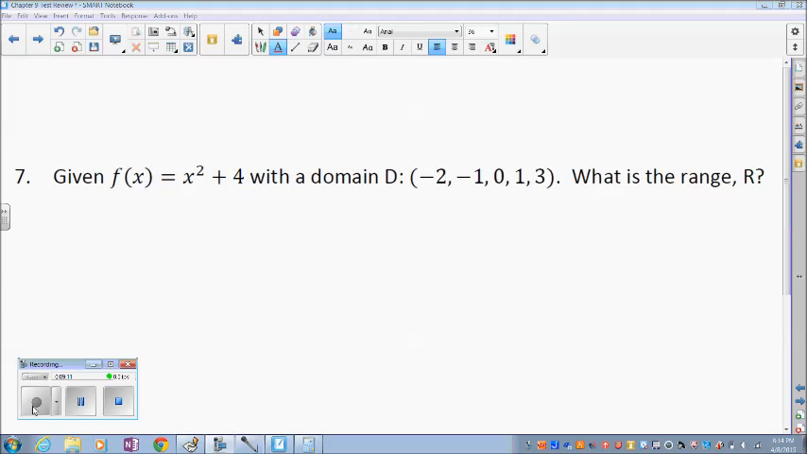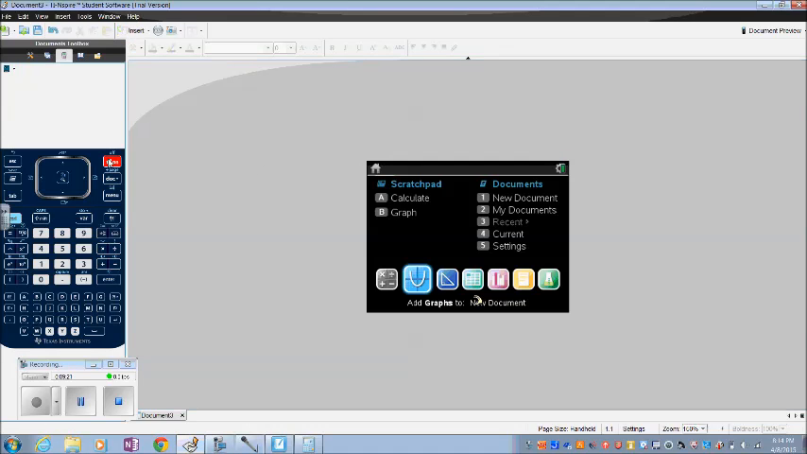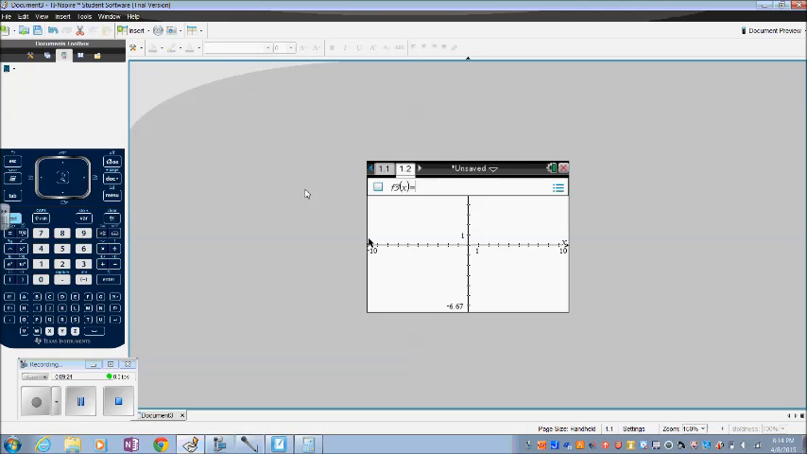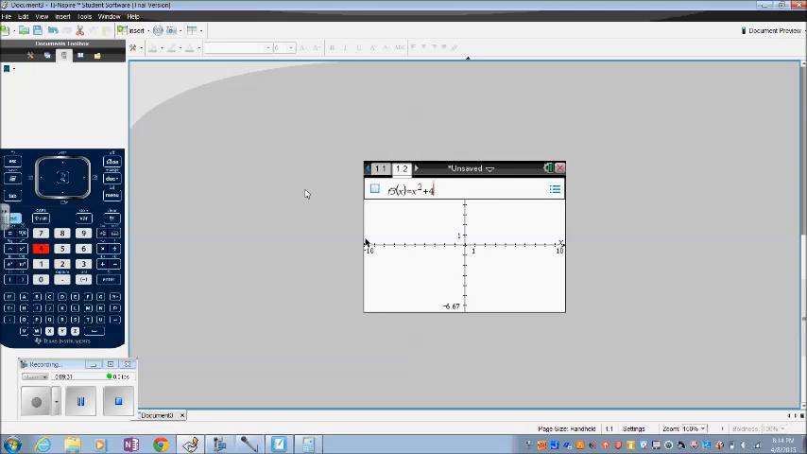Number 7. Given f of x equals x squared plus 4 with a domain of negative 2, negative 1, 0, 1, and 3, what is the range? I recommend going to your calculator and graphing it, and then pulling up your t-chart.